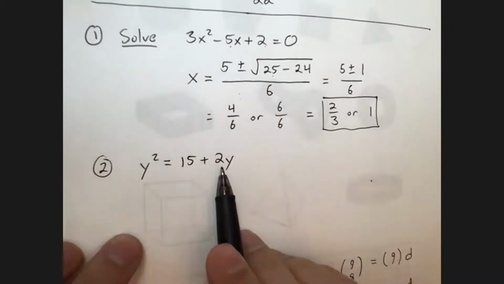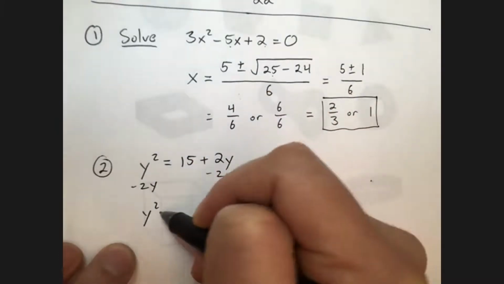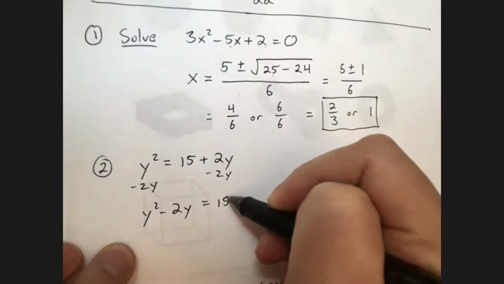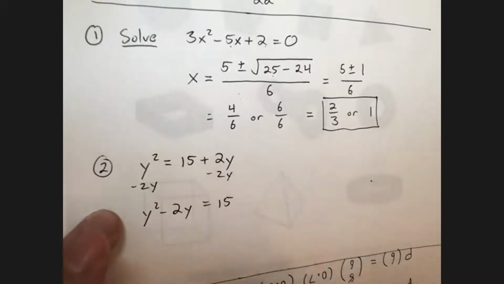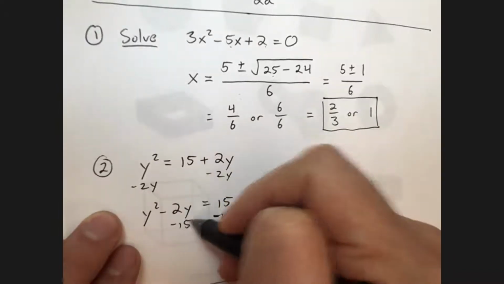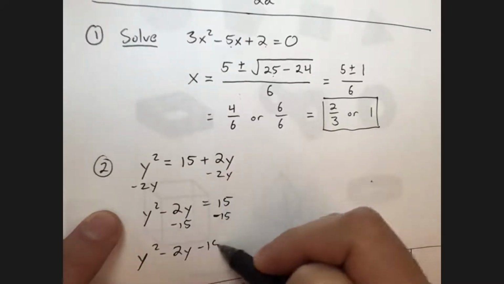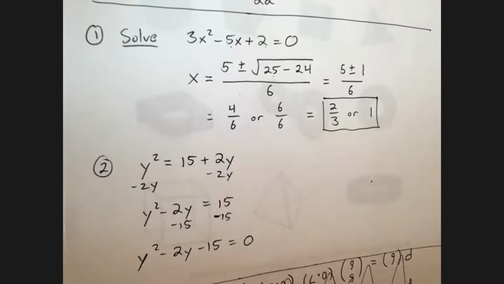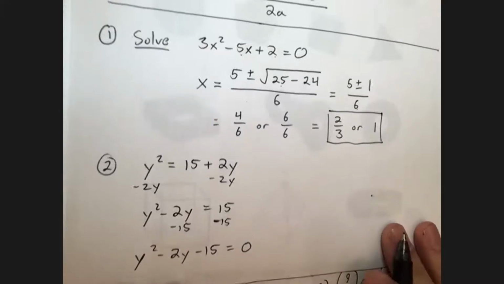So I'm going to subtract 2y from both sides. So I get y squared minus 2y equals 15. Now to get 0, I'm going to subtract 15 from both sides. Okay, good. There it is. We got our 0. Now we can use the quadratic formula.